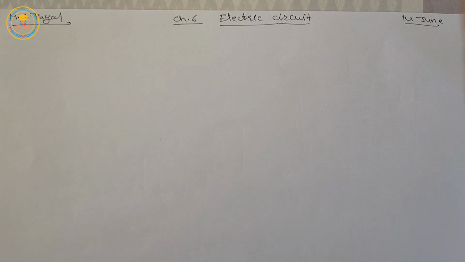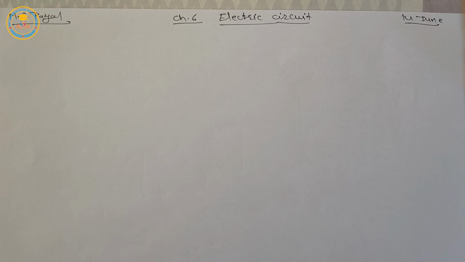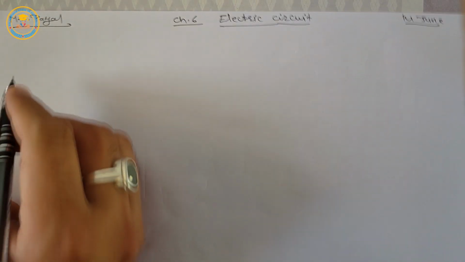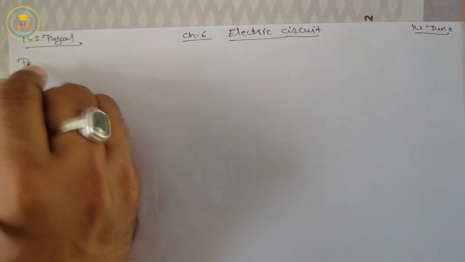Our chapter number 6 of physics subject is going on, which is electric circuit. This is a very important chapter for our annual examination. Yesterday, we discussed the meter bridge. That is a very important topic. And today we will discuss a new topic, which is also important for the annual examination. This is the potentiometer.